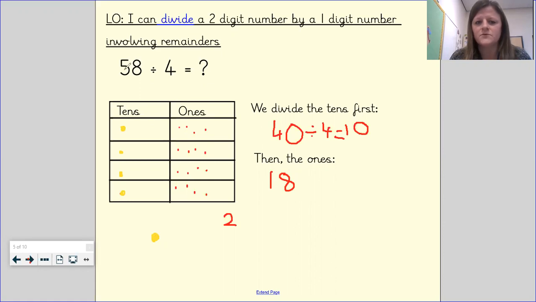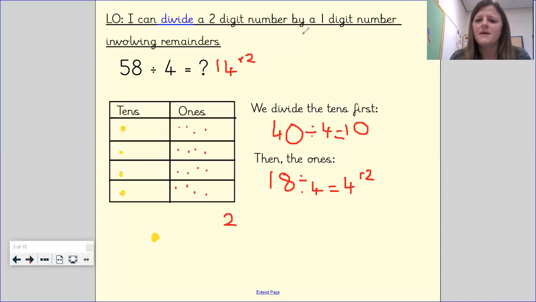4 times 4 is 40, so therefore we've got 18 remaining. So 18 ones divided by 4. We know that we can get close by getting to 16 because 16 is divisible by 4. 4 times 4 is 16, and therefore you've got your remainder 2. So 58 divided by 4 is 14, remainder 2.